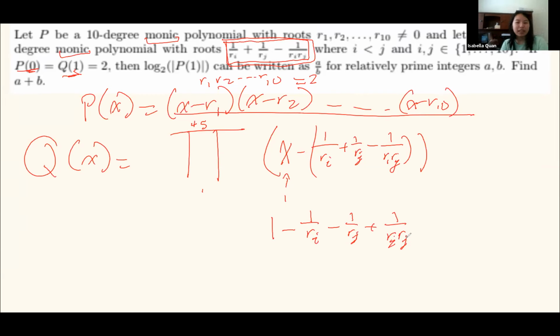And if you've seen Simon's Favorite Factoring Trick, then you can actually factor this into... Tell me in chat. Yeah, Andrew, perfect. You would factor this into (1 minus R_I)(1 minus R_J).